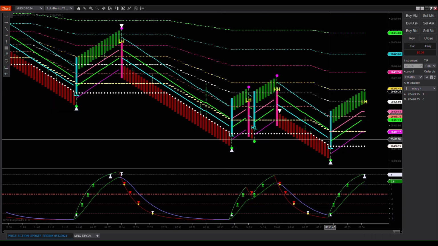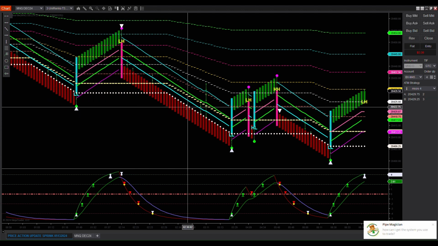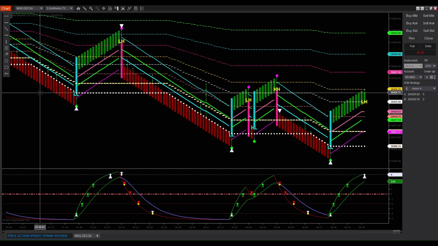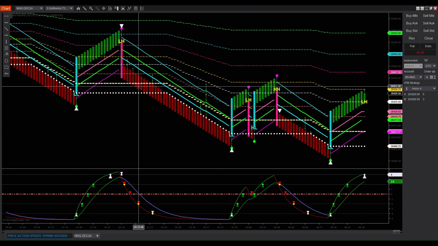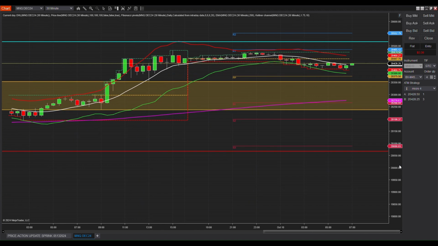As always, you want to trade with the price action. I mean, you don't want to buy when sellers are in control. And you don't want to sell when buyers are in control. So you just have to wait for your setups and don't be afraid to take the trade, especially with micros.